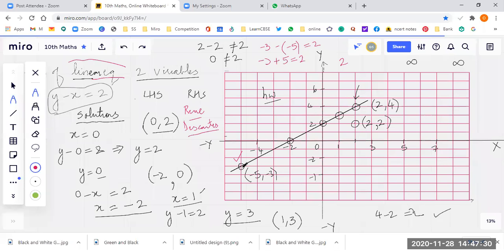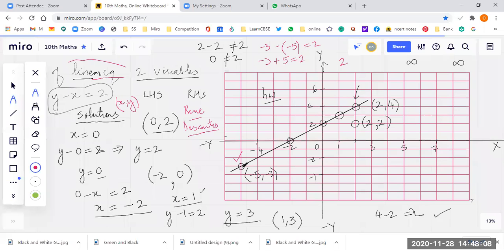Very right. So students, today we have learned one thing, that all the values of x and y which satisfy this equation are the points on this line. If any point doesn't lie on the line, that means the values of x and y will not be the solution of that linear equation. Very right. Any doubt, students?